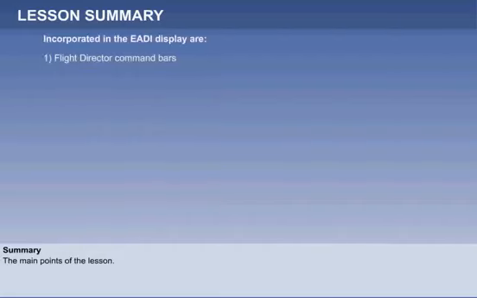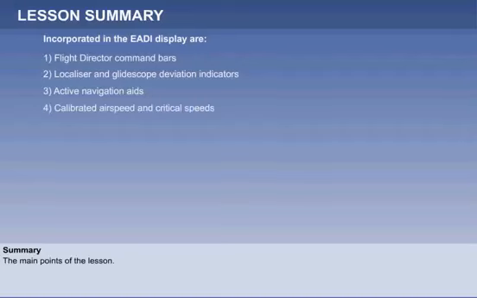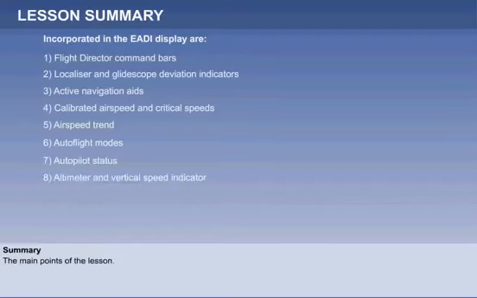Incorporated in the EADI display are flight director command bars, localizer and glide slope deviation indicators, active navigation aids, calibrated airspeed and critical speeds, airspeed trend, autoflight modes, autopilot status, altimeter and vertical speed indicator, aircraft heading, and radio altitude. Radio altitude is displayed below 2,500 feet above ground level.